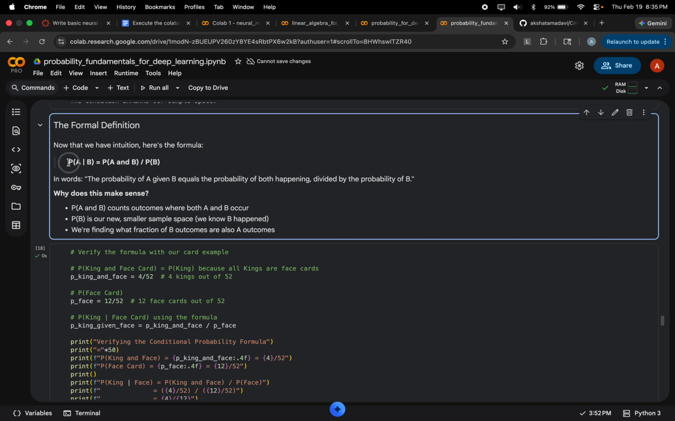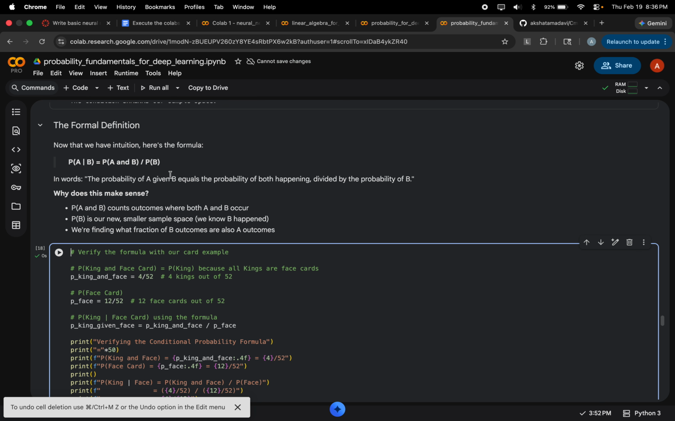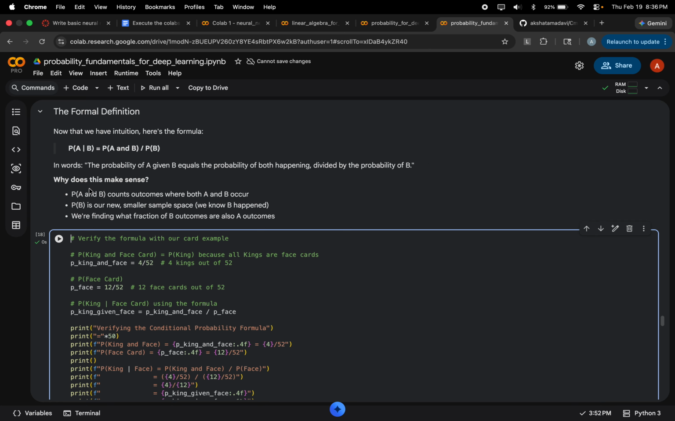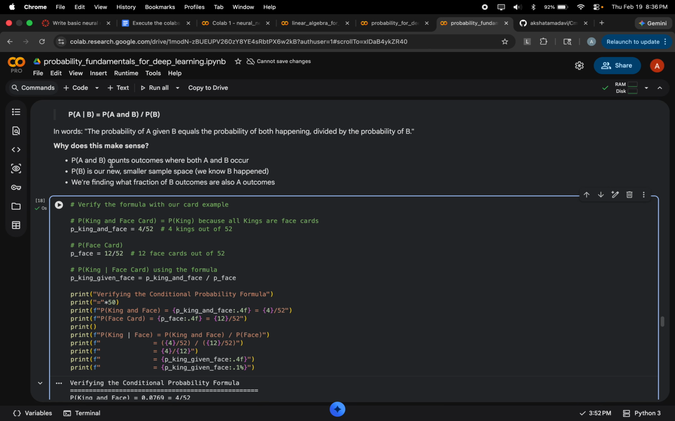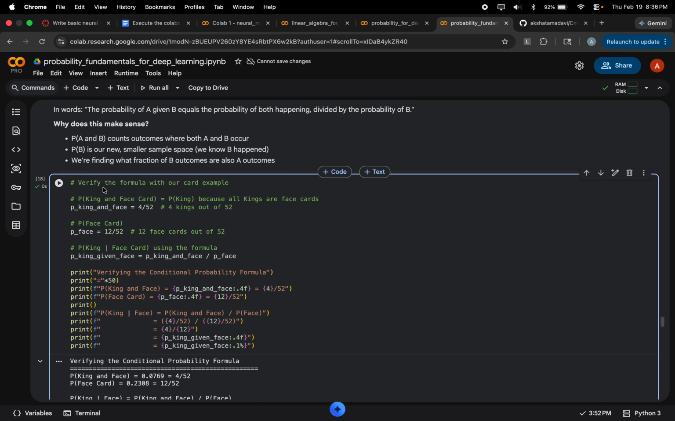So the definition: the probability of A given B has happened is the probability of A and B happening together divided by the probability of B. In words, the probability of A given B equals the probability of both happening divided by the probability of B. Why does this make sense? P of A and B counts outcomes where both occur together, and P of B is a new, smaller sample space, because we know B has happened. So we are finding the fraction of B outcomes that are also A outcomes.